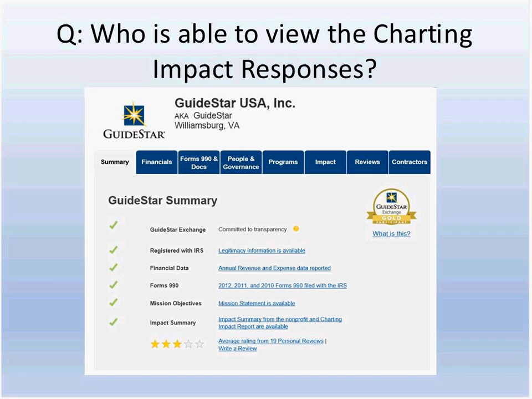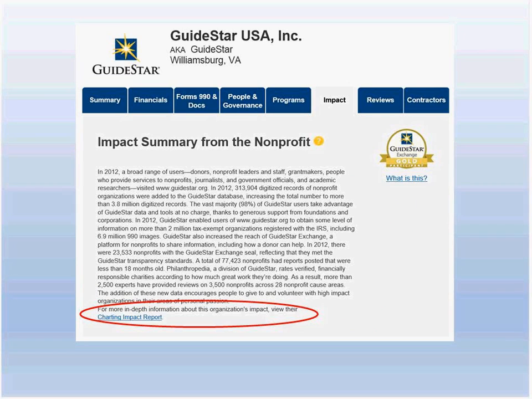You may be wondering how donors can actually access this information, so let me show you where this is found on GuideStar.org. When you've completed the answers to these questions, where do you see the report? This is GuideStar's report page. You'll notice here under the impact summary, you'll see that the impact summary from the nonprofit and the Charting Impact report are available. If you click on that, you're taken to the impact summary tab, and here you can click on the Charting Impact report.